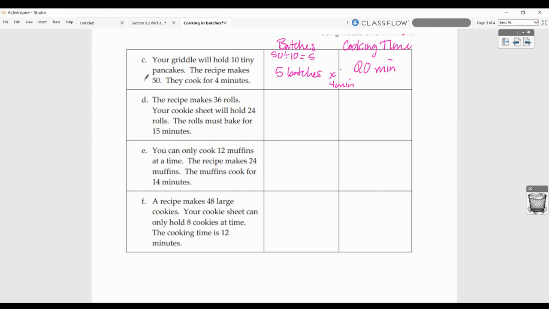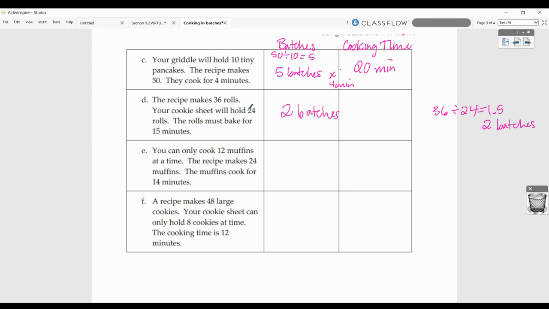Okay, next one. The recipe makes 36 rolls. My cookie sheet, though, only holds 24. So when I do 36 divided by 24, I'm going to get a decimal, and the decimal is 1.5. So I'm going to have to do, like I said before, you're going to do this in 2 different batches. You have to round up. So you're going to do this in 2 batches.